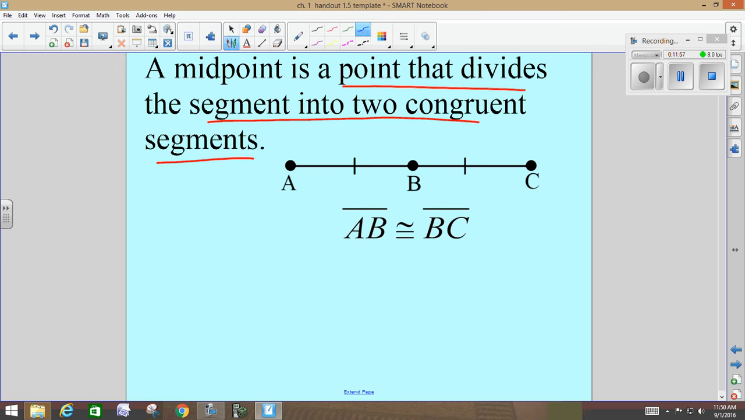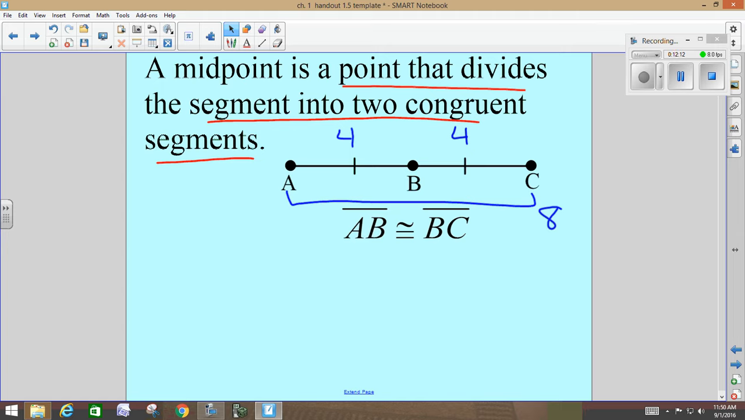Anna, if AB equals 4, what's BC equal? Good. And Anna, then what would AC equal? Did you know you just used your segment addition postulate to get that? Because you added 2 segments to get a third one. Nice, huh? Okay. Example 1.